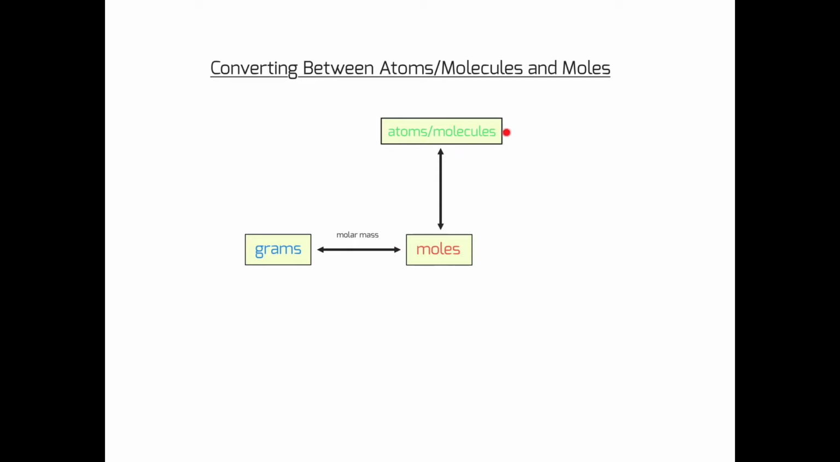So now we know how to convert between grams and moles of a substance, but what if we want to convert between atoms or molecules and moles? In that case, we're going to use Avogadro's number, which in case you don't remember is 6.022 times 10 to the 23rd. So let's take a look at an example to see how we're going to do this.